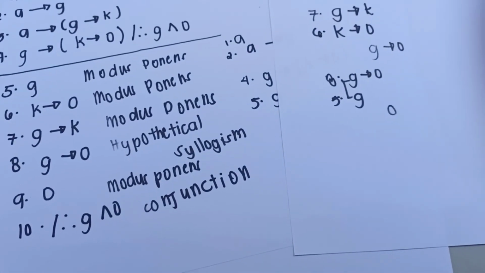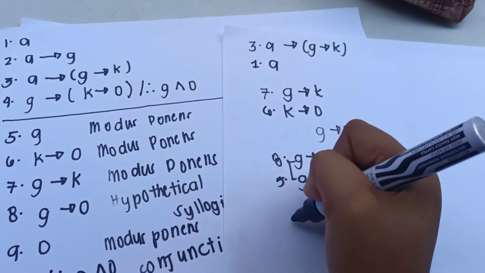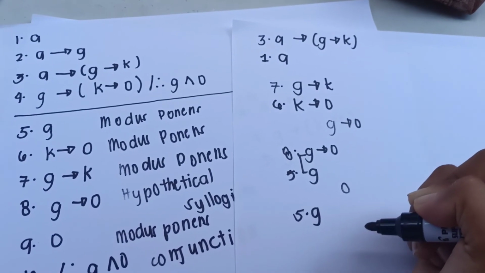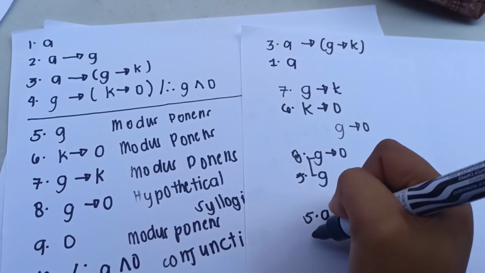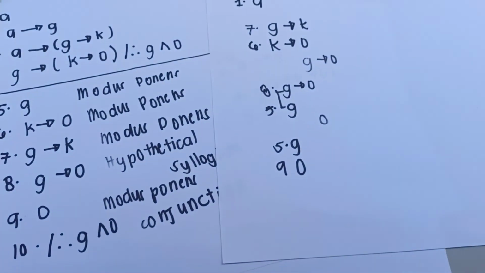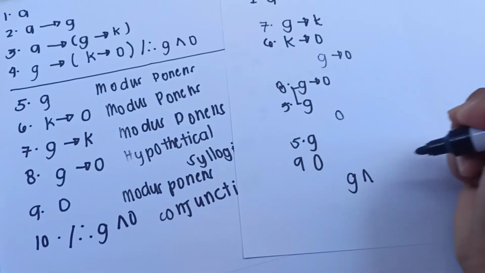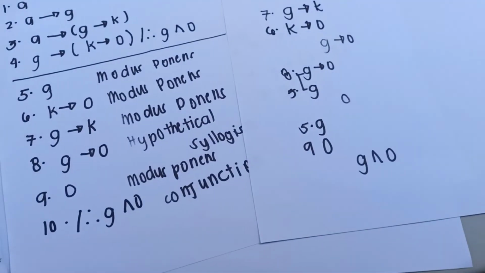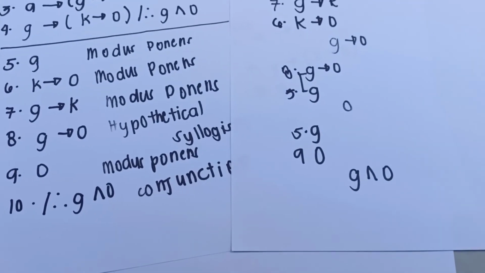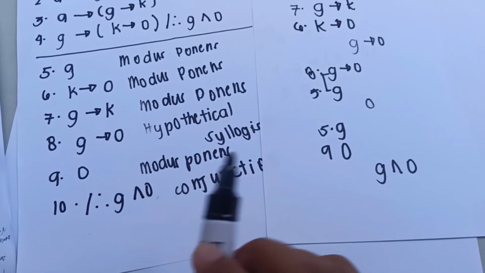Number 10 naman is, the rule we use here is conjunction. So, paano naging conjunction naman yung number 10? If we combine number 5, which is G, and number 9, which is O, gagamit lang tayo ng symbol na AND, which is G and O. Kaya nakuha natin yung rule na ito is conjunction. So, therefore, G and O.